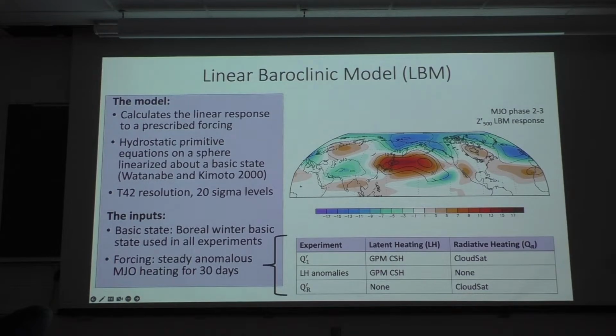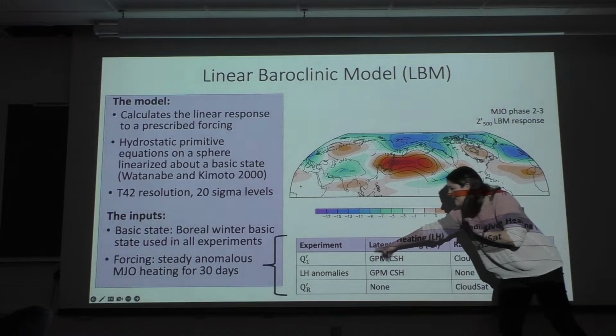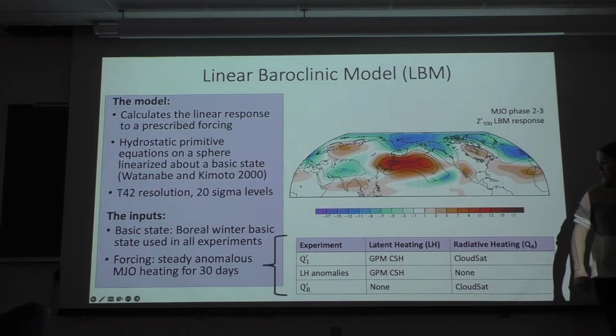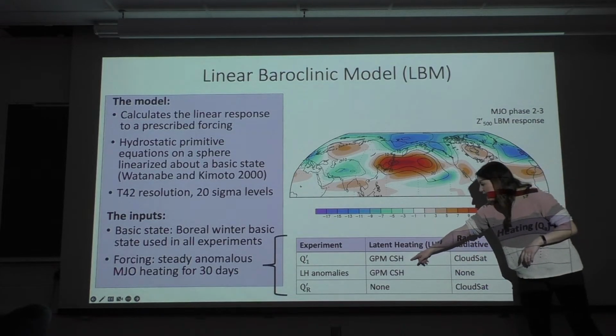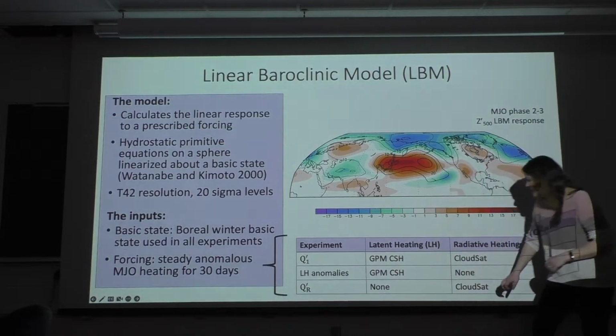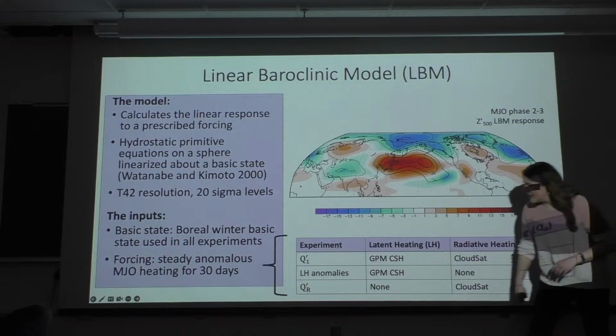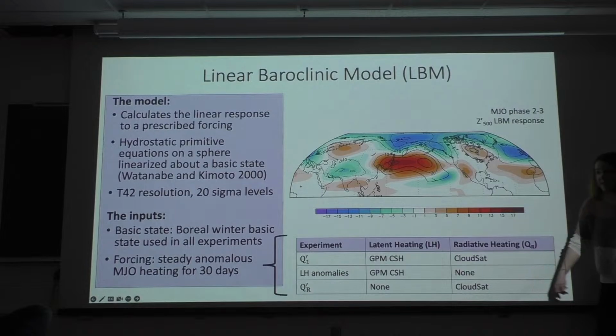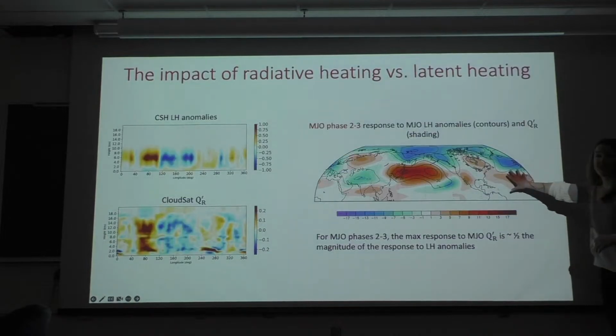So I'm going to show you these experiments first that you see down here. We do an experiment we're calling the Q1 experiment, using Q1 anomalies, which consists of anomalous latent heating from the CSH product, and also the CloudSat radiative heating. Then I'll show you just the latent heating anomalies, so there's no QR. And then a QR experiment where we have no latent heating and just the CloudSat QR anomalies. So let's start with this figure, which I just showed you in the last slide.